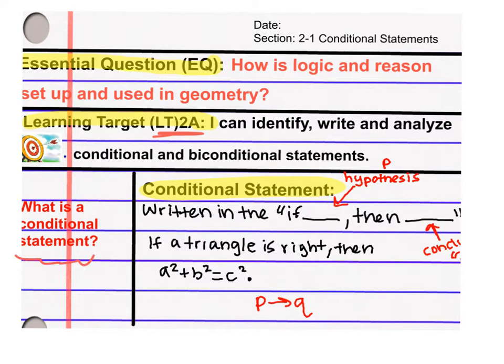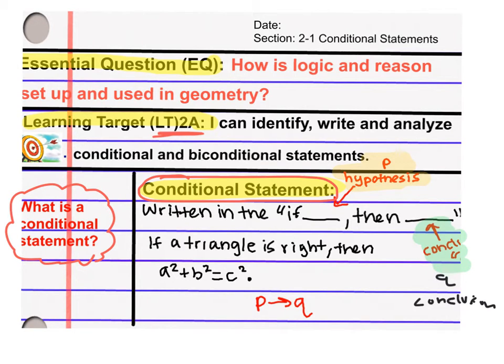Okay, for our question, what is a conditional statement? Our first vocabulary word is conditional statement. It's basically a sentence or a statement written in the form of if something, comma, then something. The first part, the if part, is called the hypothesis, or P for short, because who wants to write out hypothesis all the time? The then part, I'll rewrite it since it got a little cut off, is called Q, and it's called the conclusion.